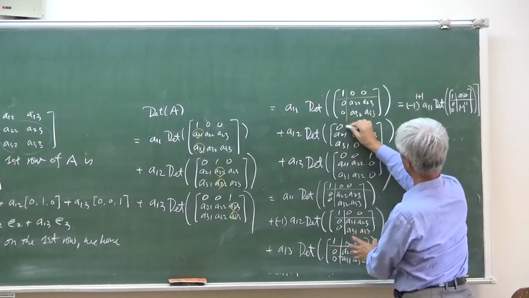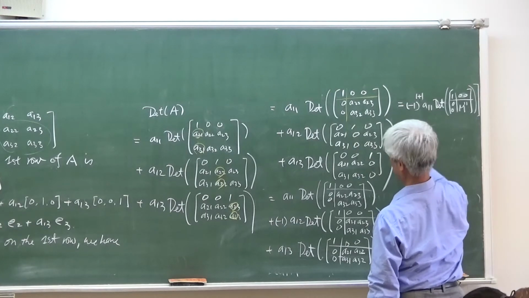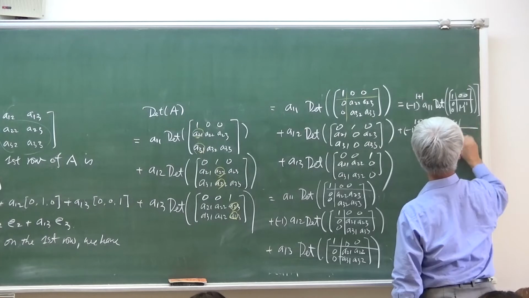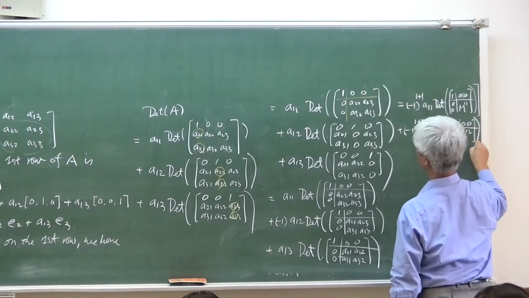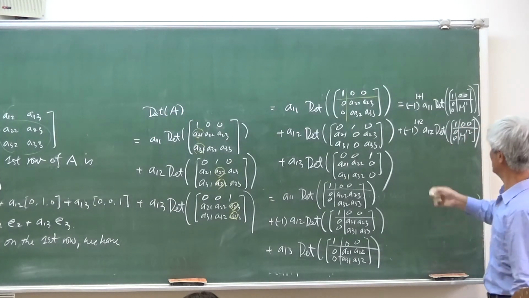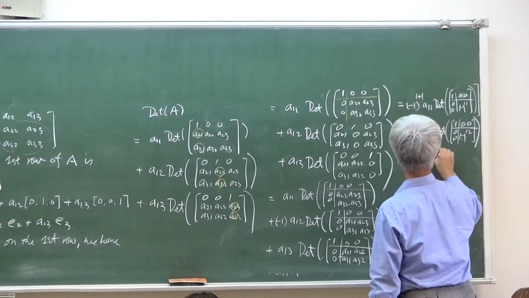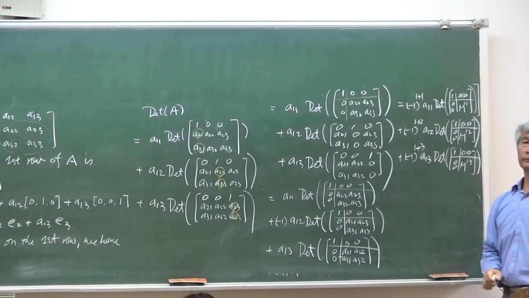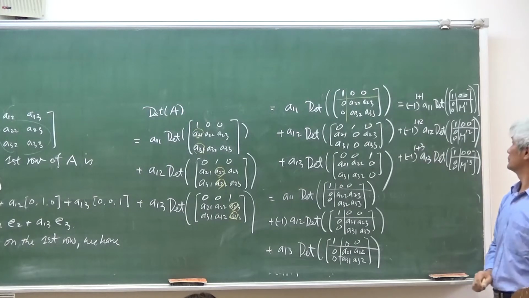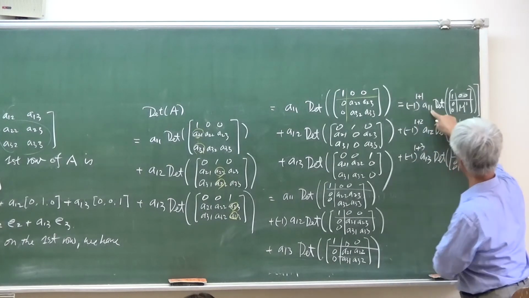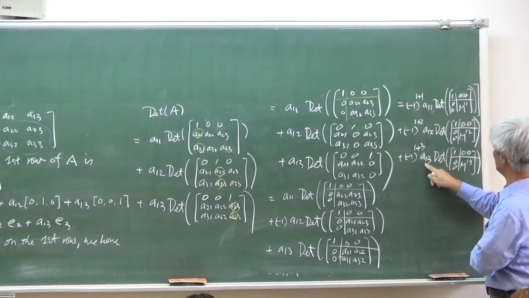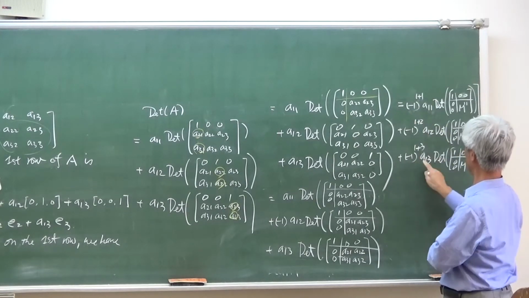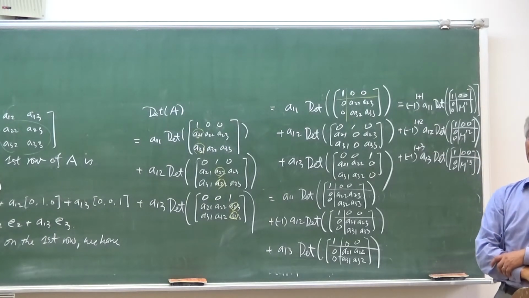And how about this one? You remove the first row and the second column: (-1)^(1+2) a12 times the determinant, M12. Then you remove the first row and the third column: (-1)^(1+3) a13 times the determinant, M13. For the signs, 1 plus 1 is 2, so it's plus 1. 1 plus 2 is 3, so it's minus 1. 1 plus 3 is 4, so it's plus 1. So everything is correct.